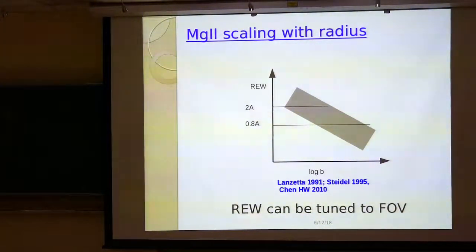First, we were using a small IFU like Symphony, with a field of view of 8 arcseconds, so we were restricting ourselves to very large equivalent widths, so small impact parameters. Now with MUSE, you can relax that a little bit. So we have been using this anti-correlation as a tool to tune our survey to the field of view.